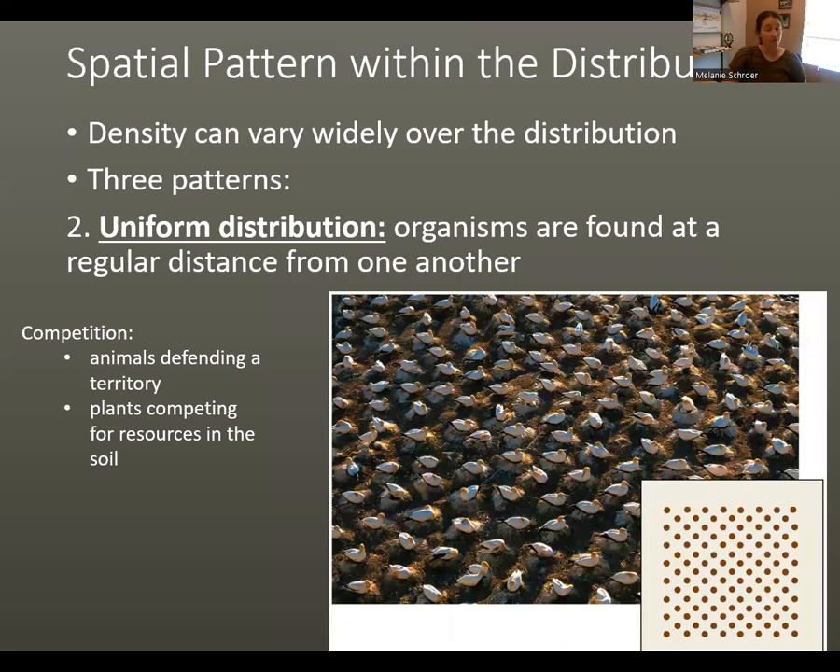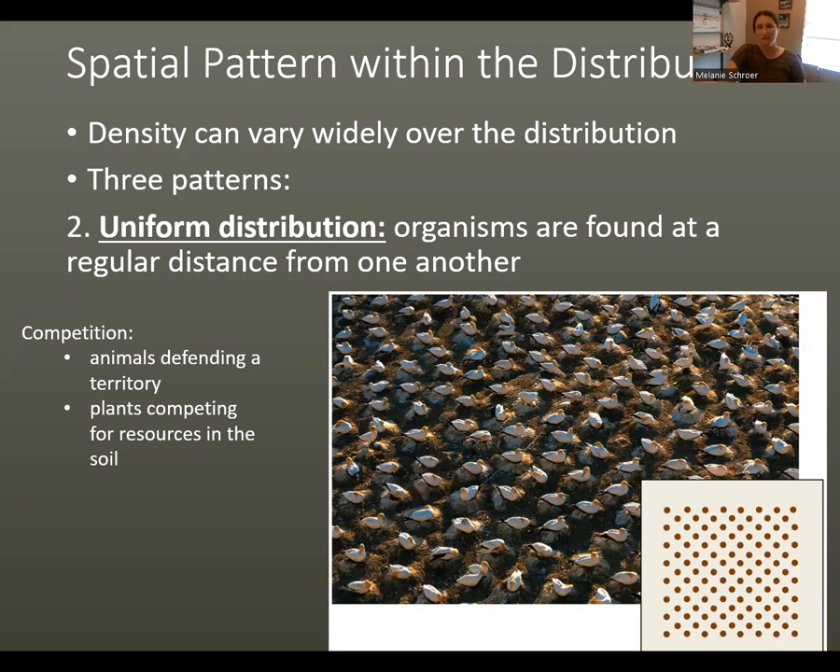Uniform distribution. Again, this is where the organisms are. This is the distribution, but what is the pattern within that distribution? We can say it is uniform, right? So approximately equally spaced apart, such as we see here in these birds. Each one has its own tiny little territory for its nest, and all of them are kind of maximizing the space that's available to them in this particular space, in this particular distribution.